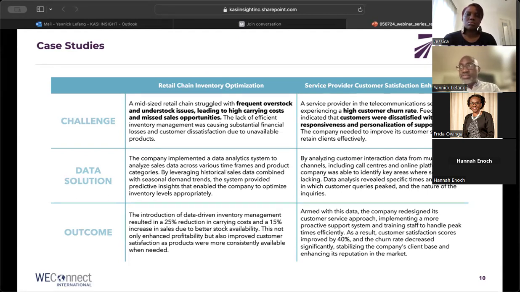So this is the type of data that, again, within your business, if you digitize it, you can pretty much reduce your carrying cost by 25% and increase your sales by 15%, right? Because you're now able to capture peaks and you're able to capture when to sell what product and so on. So that's one example of how you can leverage data to boost your business.